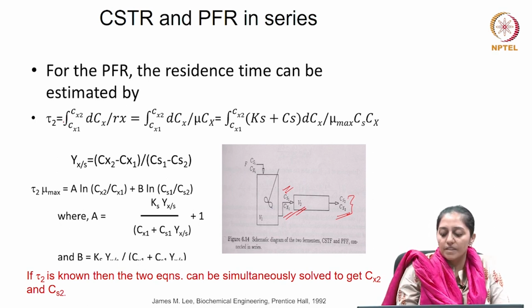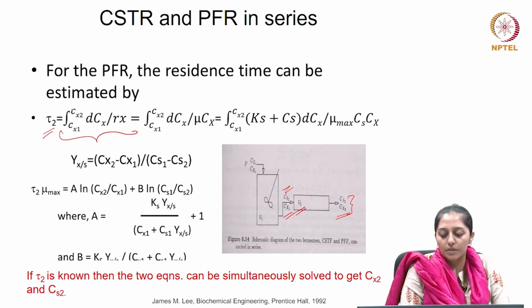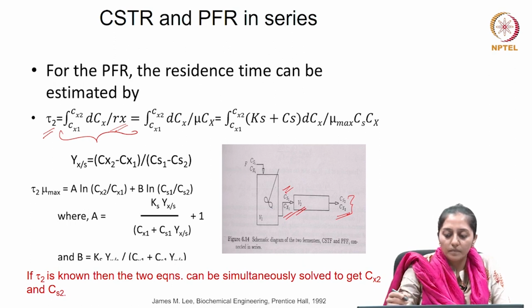Now, the residence time for the second reactor, because it follows batch kinetics, can be estimated as shown here. So, your residence time can be calculated by using the limits of the initial biomass concentration, which is the inlet biomass concentration CX1, and the final biomass concentration coming out of this reactor, which has been represented as CX2. So, the limits of the integral for CX have been given as CX1 and CX2, and RX is your rate of reaction, so the biomass formation rate.